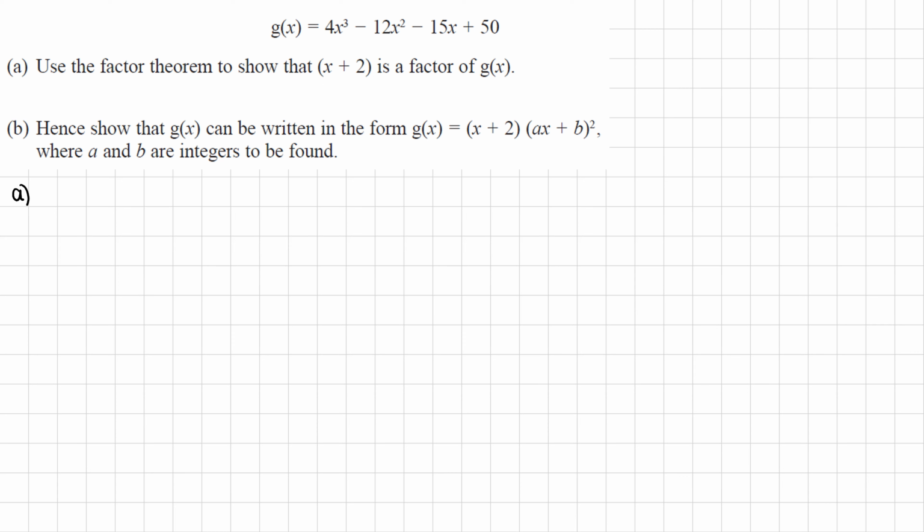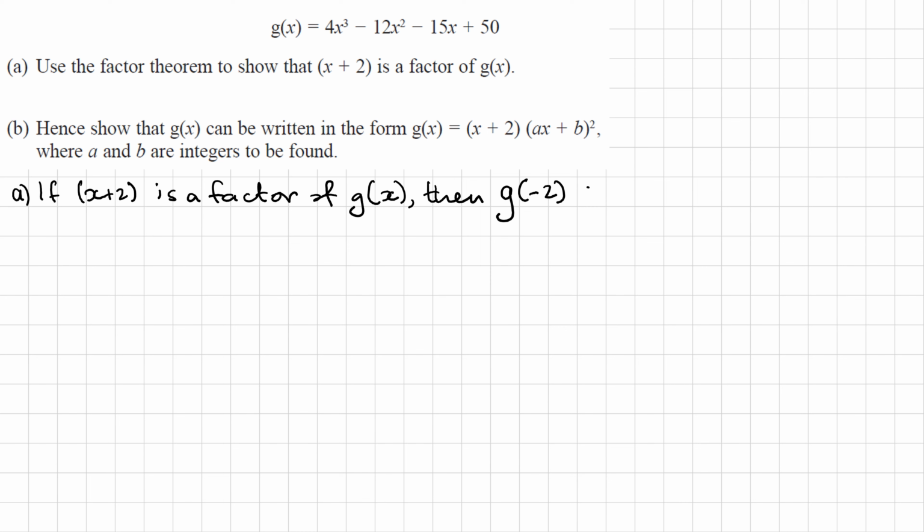So I'm just going to write this statement down: if x plus 2 is a factor of g of x, then it's going to follow that g of minus 2 is equal to 0. And we want to prove that this statement here is true. So that's what we're going to do. We're going to work out g of minus 2.